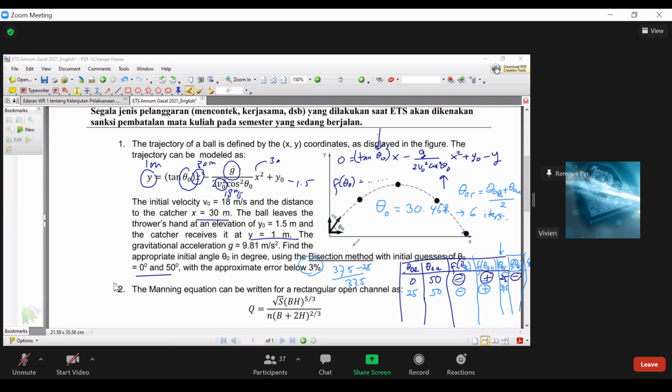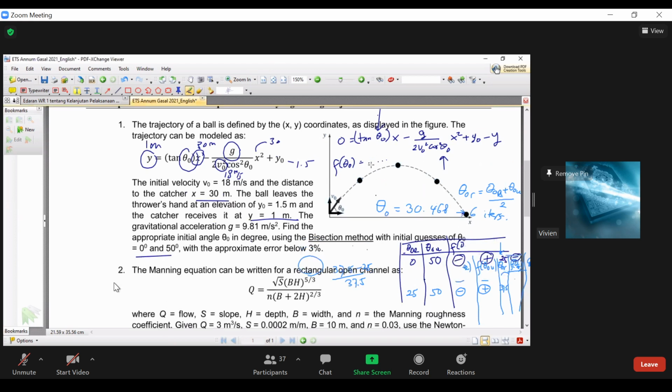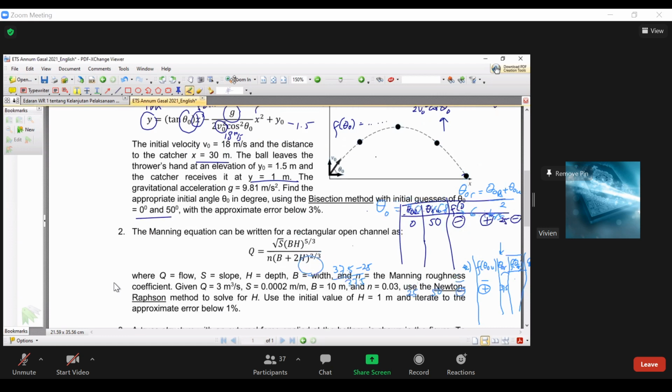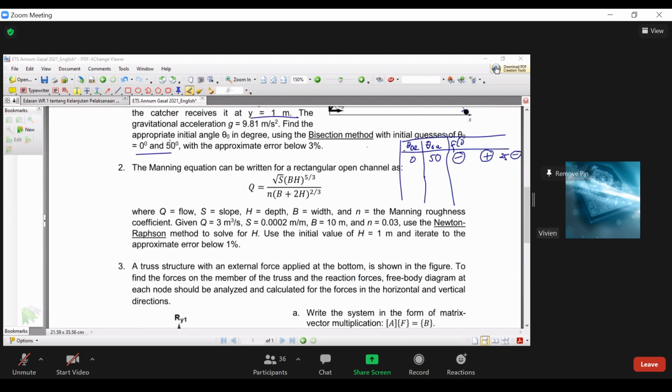Okay, and now we go on to, I will erase that. So now we will continue to the second question, which is finding the root as well. Now we have a different equation here. Now this is using the Newton-Raphson. In the Newton-Raphson method, we need to find the gradient.